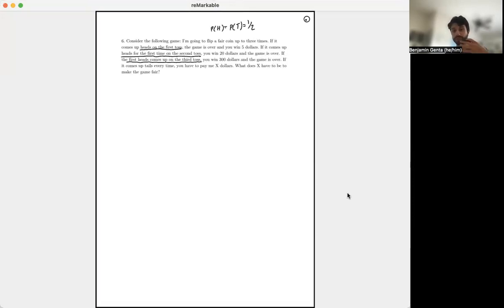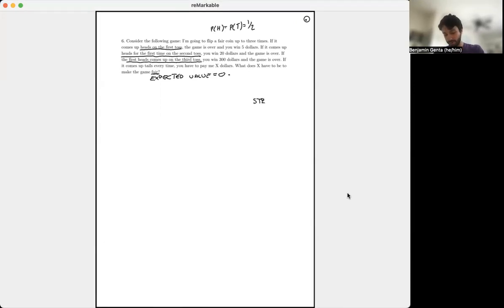Now, this just seems to be a one-sided game, but actually, if it comes up tails every time, you have to pay me X dollars. Now, what does X have to be for the game to be fair? And remember, for the game to be fair, this means that the expected value is equal to 0.